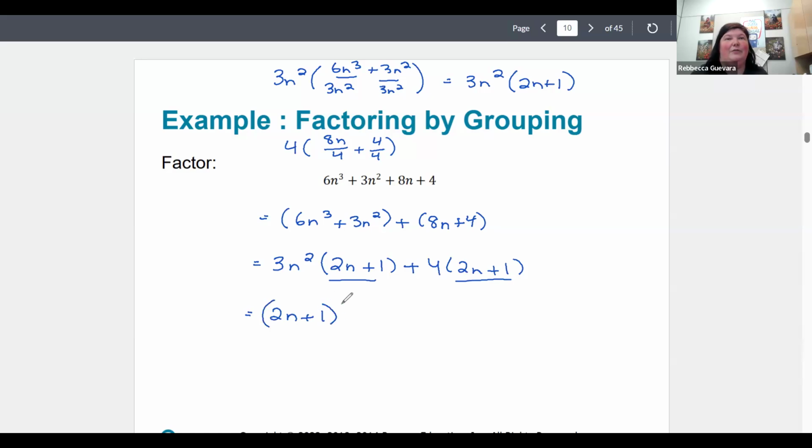We factor that out. So keep the parentheses because you're factoring out that whole binomial. You're not factoring it, you just want to make sure that's all together. And then we're left with 3n squared plus 4. Yes, so that doesn't factor any further either. So completely factored.